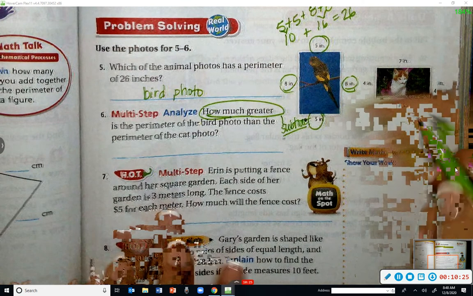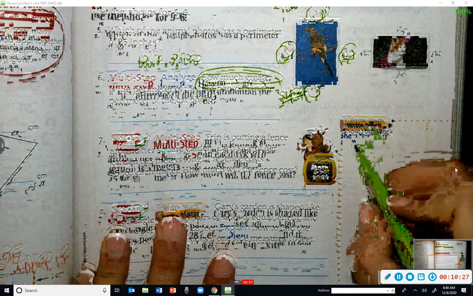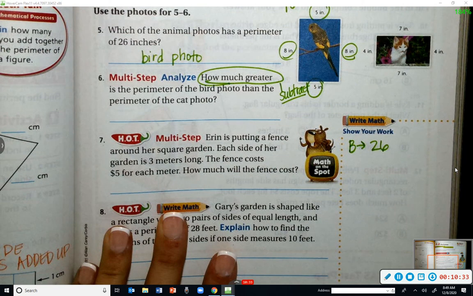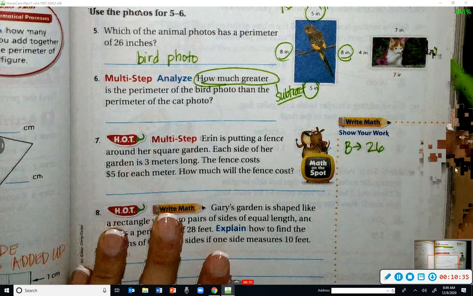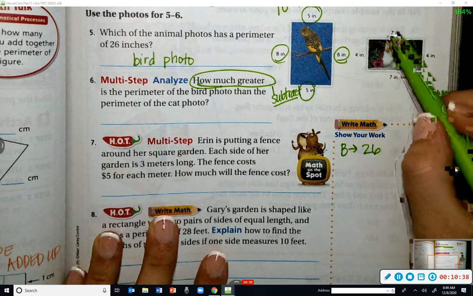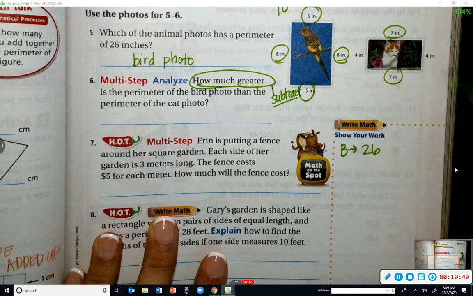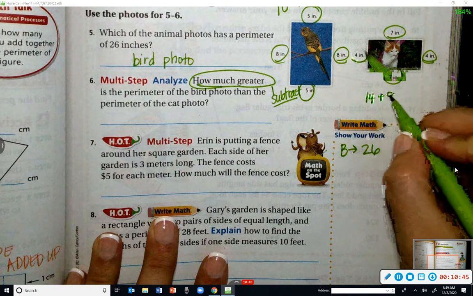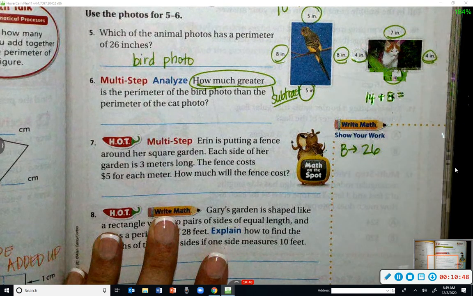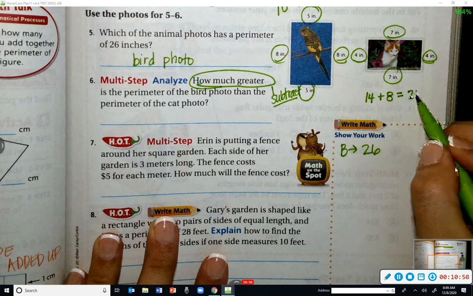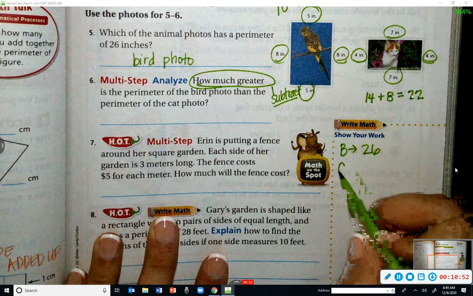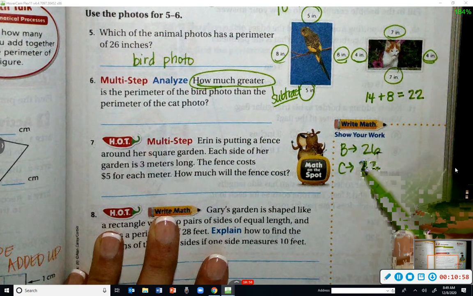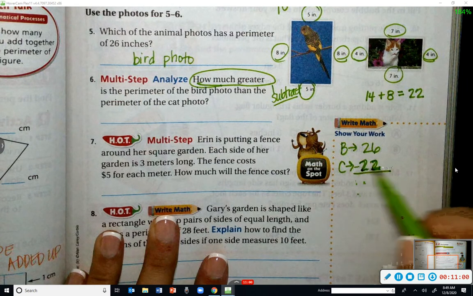Okay, so I'm going to show my work down here. The bird photo was 26. The cat, if you didn't already figure it out, we need to do it now. So what's 7 plus 7? 14. 4 plus 4? 8. 14 plus 8? 22. Okay. So I have the bird, the cat, 22. So if I have these two numbers to figure out how much greater, we would subtract.